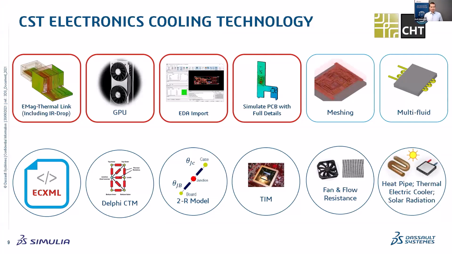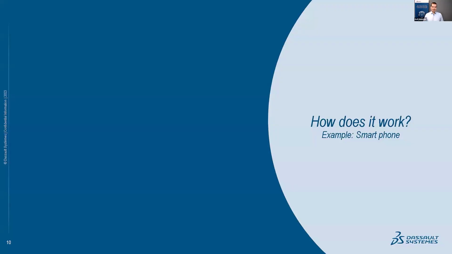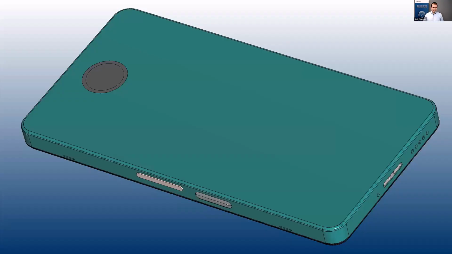Well, here we can see an overview with some of CST electronics cooling features. So we have a lot of them, and we can talk for a long time about them, but we only have half an hour after all. So I don't want to go through them bit by bit, but rather figured we can maybe demonstrate a bit by going through a number of examples. And the first example is a smartphone to demonstrate the EM thermal link, GPU computing, and ECAD file import, a full simulation of a PCB. So hopefully using this example, which I said is a smartphone, we can address one of the questions: how does it work? Let's take a look at the device first.